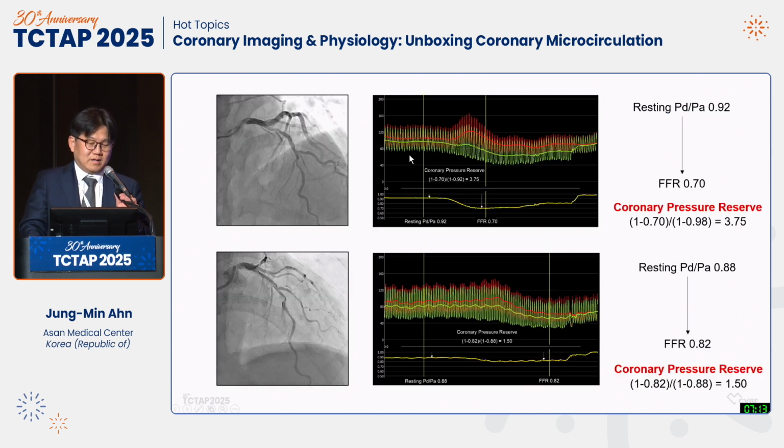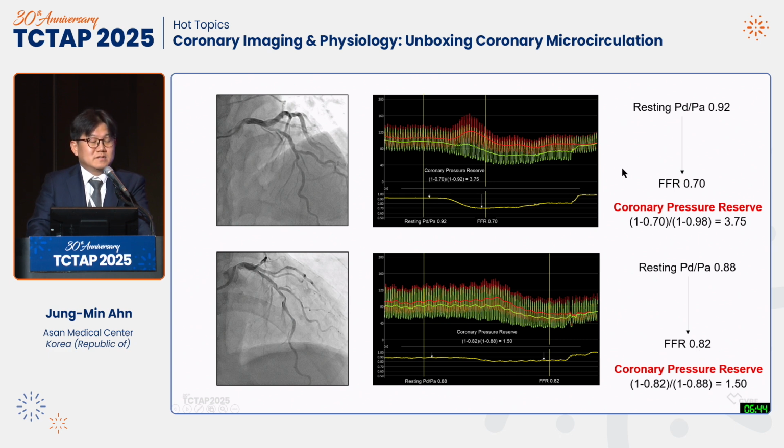But sometimes look at the intermediate stenosis: the resting Pd/Pa is 0.92, final FFR is 0.70. In this case, resting Pd/Pa is 0.88, final FFR is 0.82. This is a very huge pressure drop. This is a very little pressure drop. So from 0.92 to 0.70, and 0.88 to 0.82.